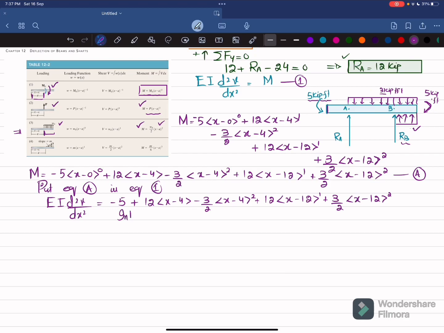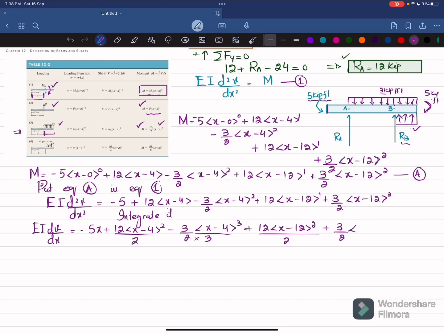Now integrate it once. So we will get EI into dV over dx equal to minus 5x plus 12 into x minus 4 whole square divided by 2, minus 3 over 2 into x minus 4 power cube divided by 3, plus 12 into x minus 12 power 2 divided by 2, plus 3 over 2 into x minus 12 power 3 divided by 3.